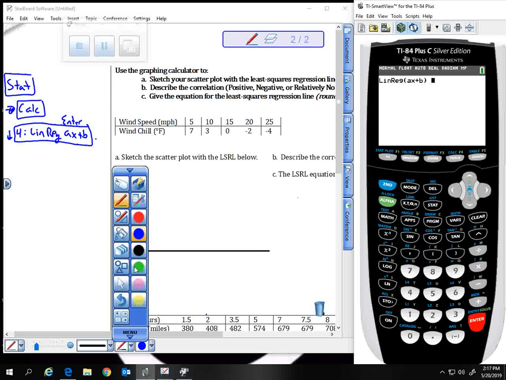Once we have done that, the next thing we're going to do is enter in L1 right after, so I have to hit second and the 1 button, and then a comma.